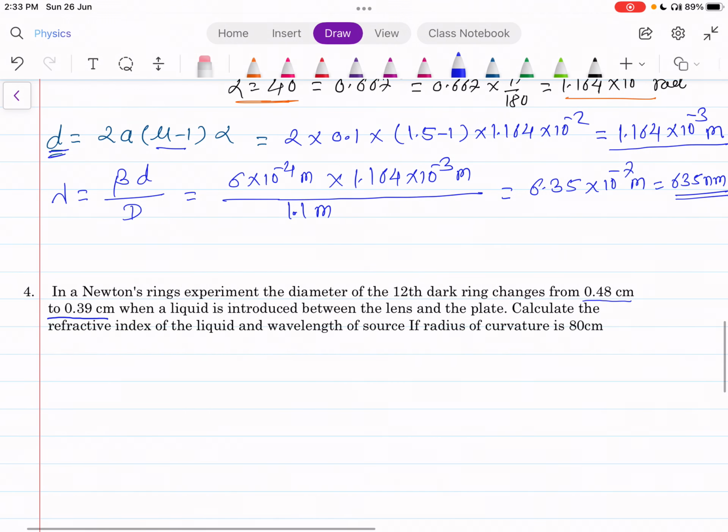As you are aware, in case of the Newton's ring, there is a plano-convex lens. This plano-convex lens is kept on a glass plate, and a thin air film is formed between the plano-convex lens and the glass plate. So what is given here? The diameter of the 12th ring with air film is given.